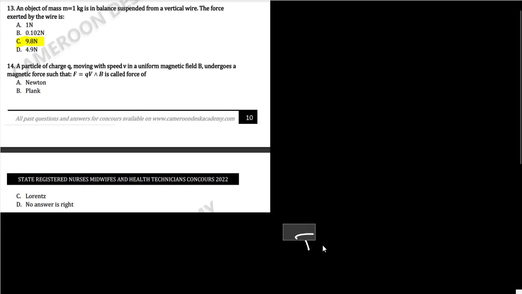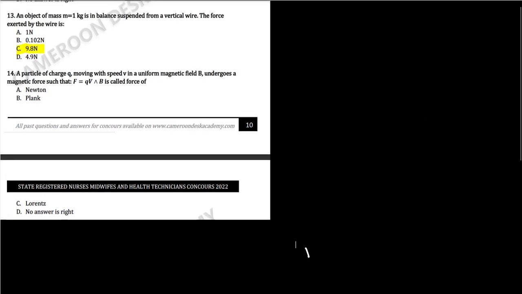The next question reads: the force experienced by a particle of charge Q, moving with speed v in a uniform magnetic field B, such that F is equal to Q v cross B, is called the force of: A Planck, B Newton, C Lorentz, D no answer is right. So the correct option is Lorentz force.